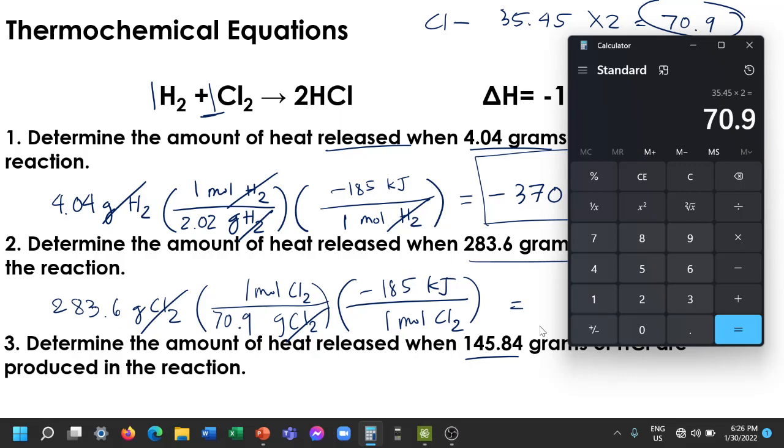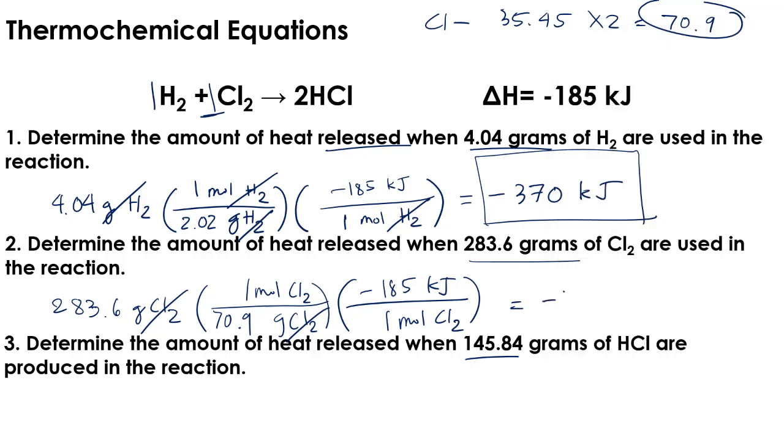So that's 283.6 times 185, and then we'll divide it by 70.9. Divided by 70.9, the answer is equal to 740. So that's negative 740 kilojoules. So for this item, 740 kilojoules of energy is released by the reaction.